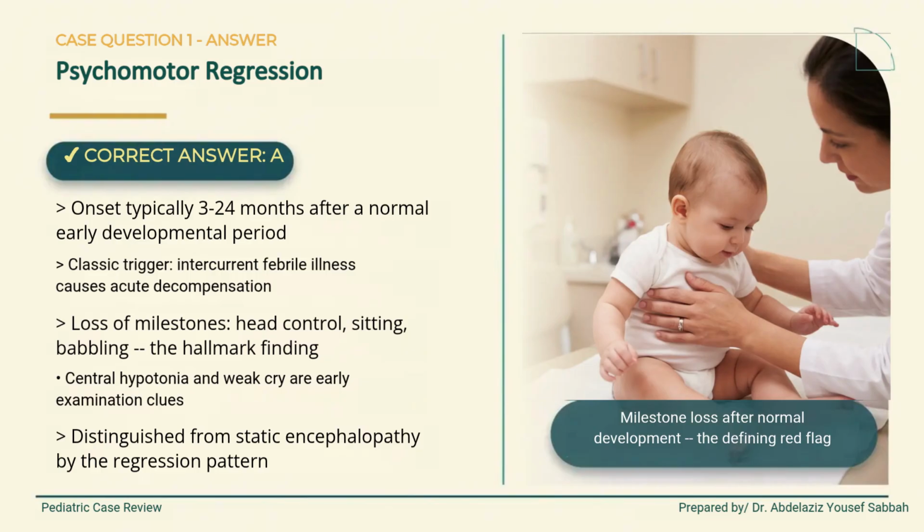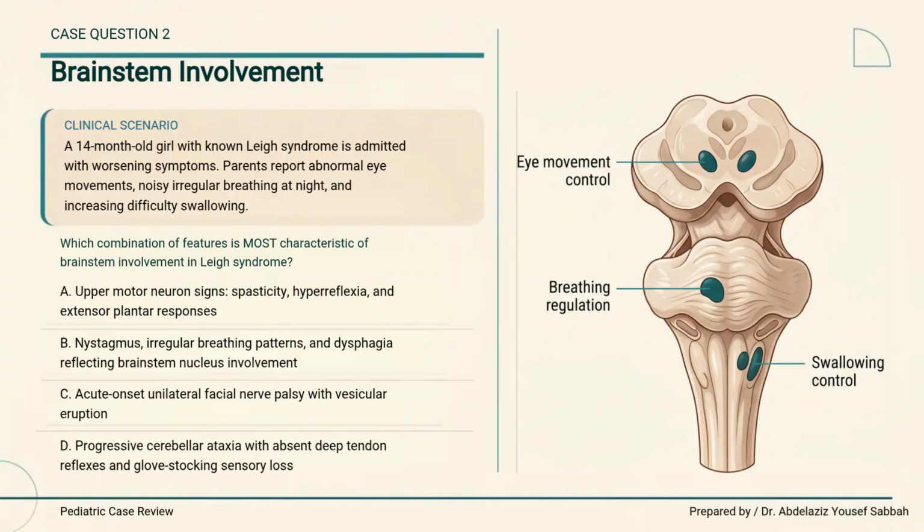Central hypotonia and a weak cry are important early examination clues. What separates Leigh syndrome from a static encephalopathy is the regression pattern, the loss of skills the child had already gained. Case question 2. A 14-month-old girl with known Leigh syndrome is admitted with worsening symptoms.